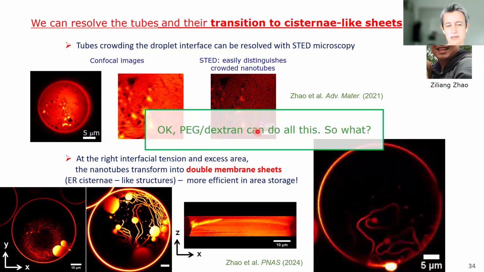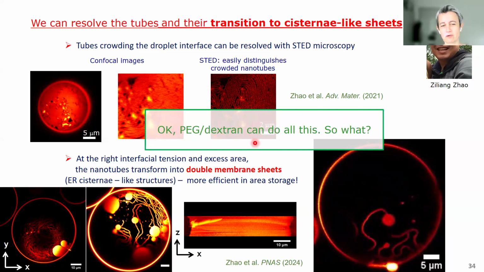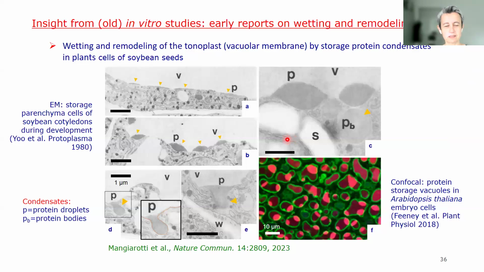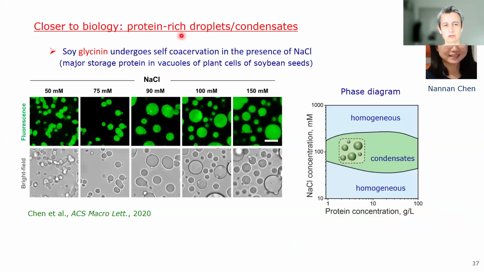Now, okay, you can say, fine, PEG and dextran can do all this, so what? What is the relevance to biological crowding in systems? So coming back to this slide, again, these are protein-rich droplets, and we also looked at protein-rich droplets, and this was work initiated by Nanan Chen, who used soy glycinin. This is a major storage protein in the vacuole of plant cells of soybean seeds.